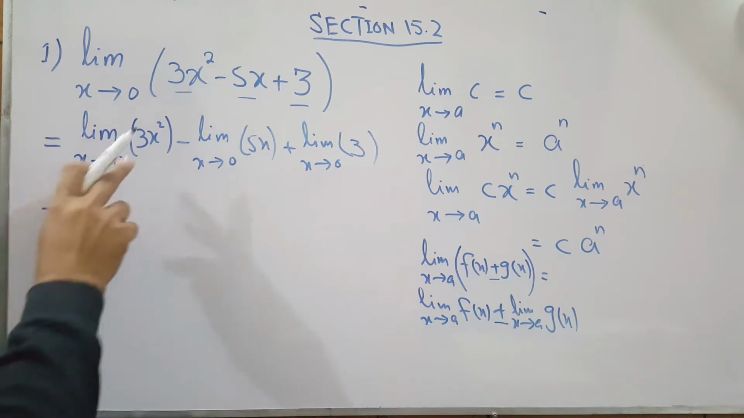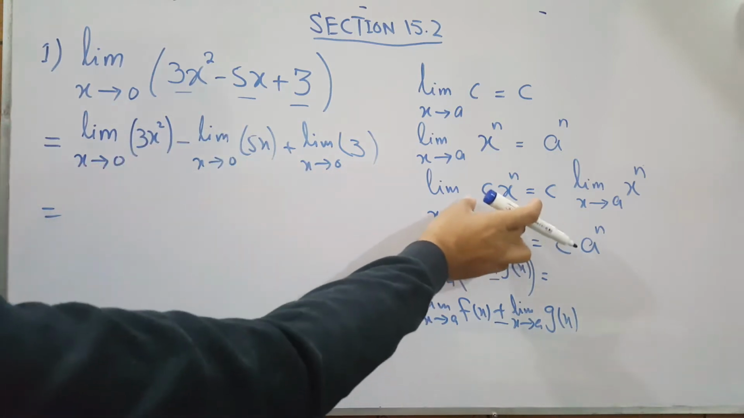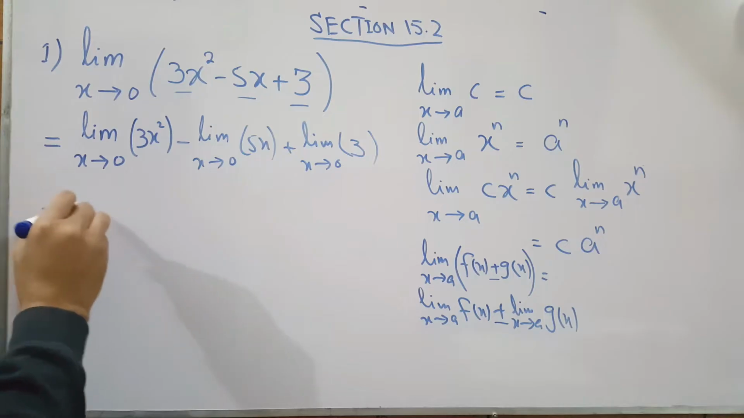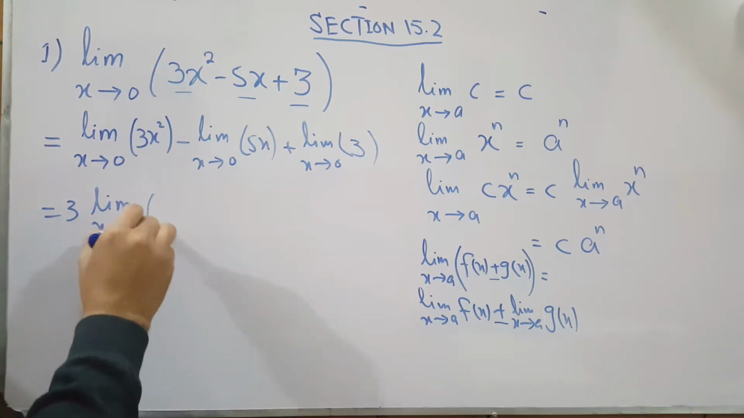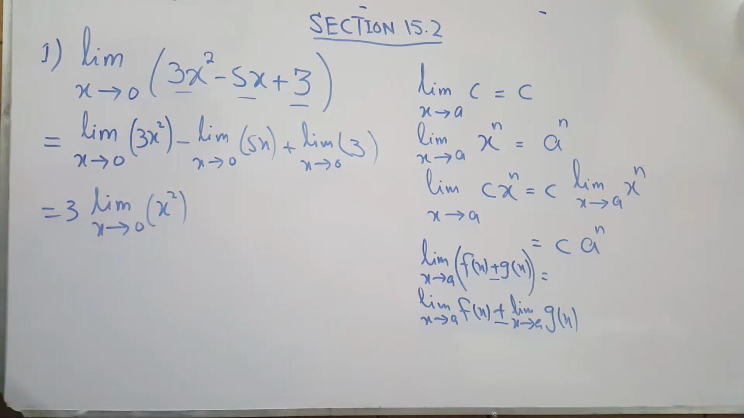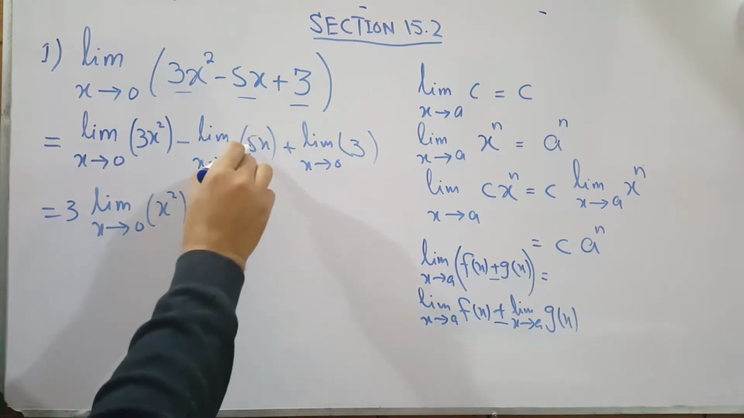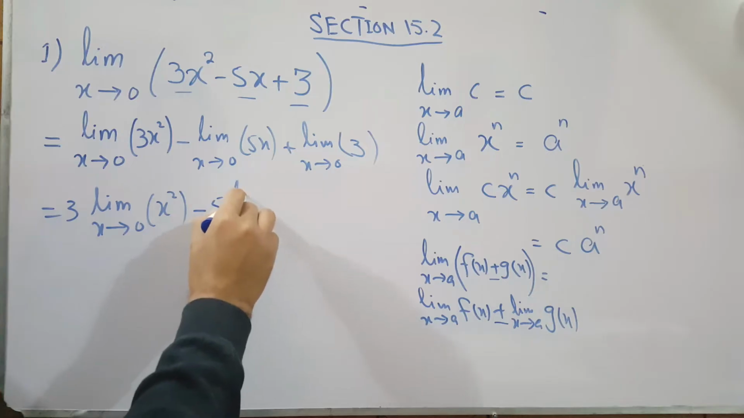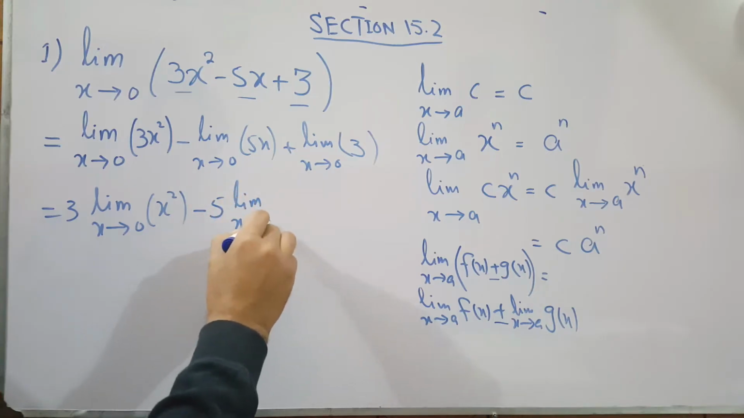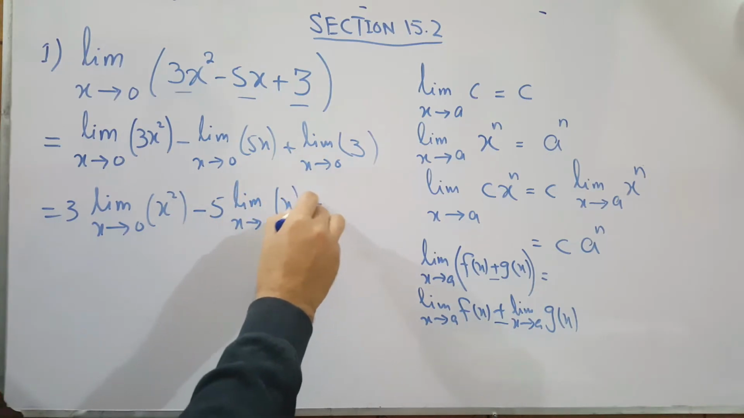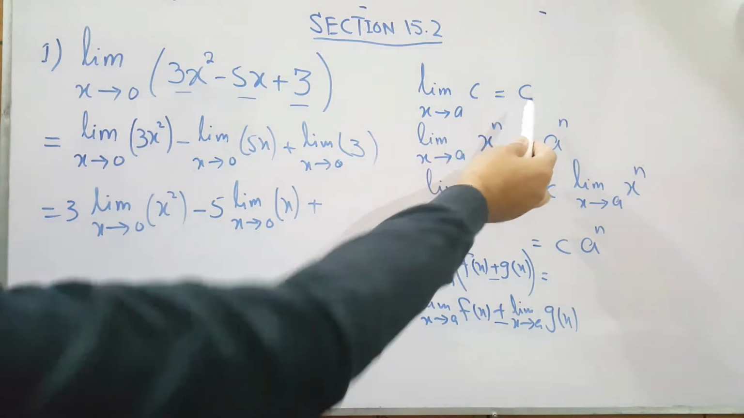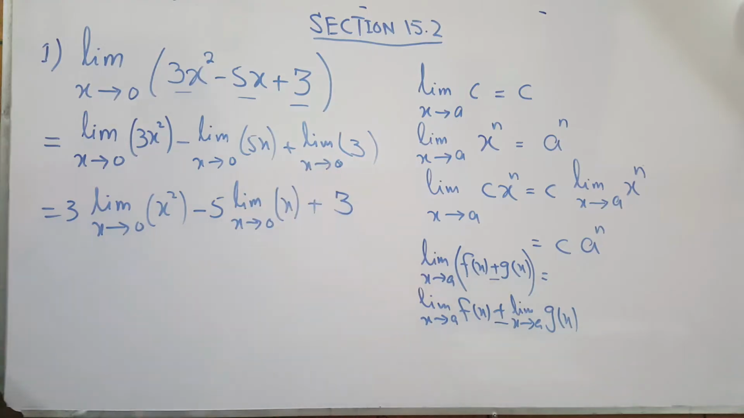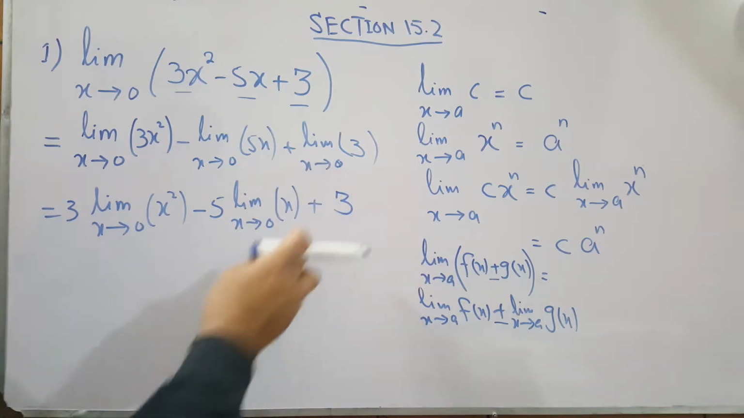Now we can see that this one resembles this property, so we will take the 3 out from the limit and apply the limit to x squared only. Here we will take out 5 and apply the limit on the x. And since this is a constant, we said that if you apply a limit to a constant, it gives you the same constant, which means the limit doesn't apply to the constant because there is no x in there.